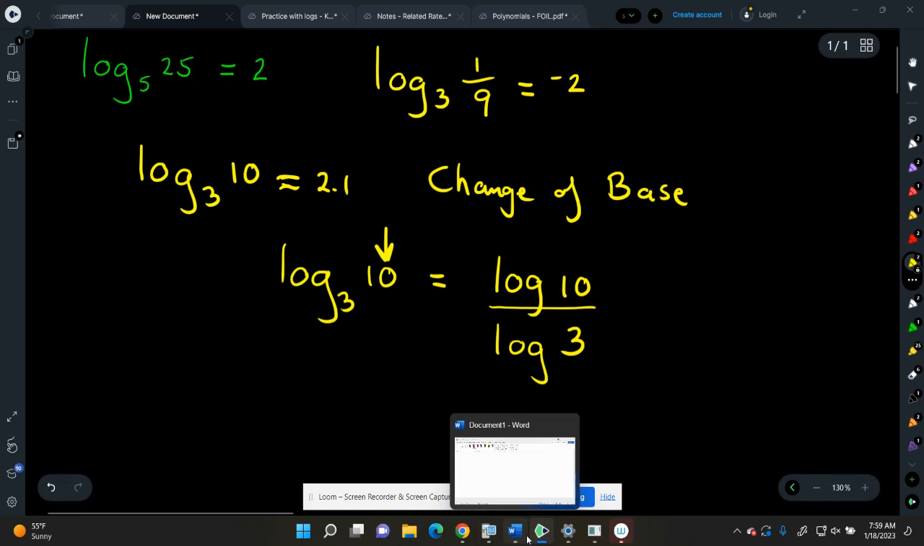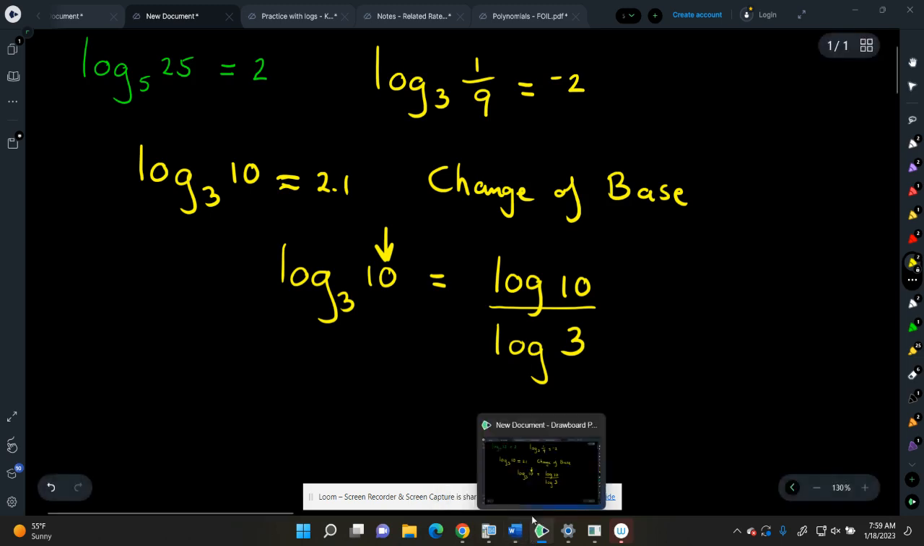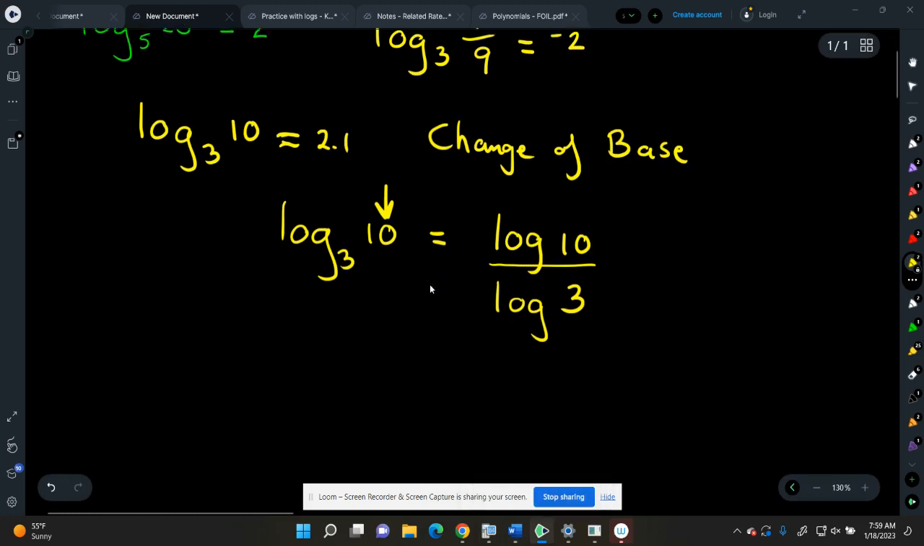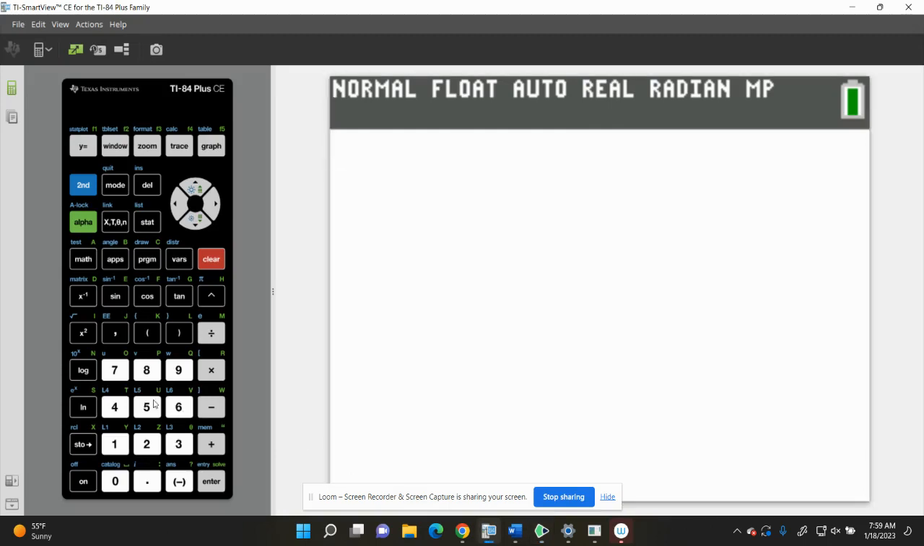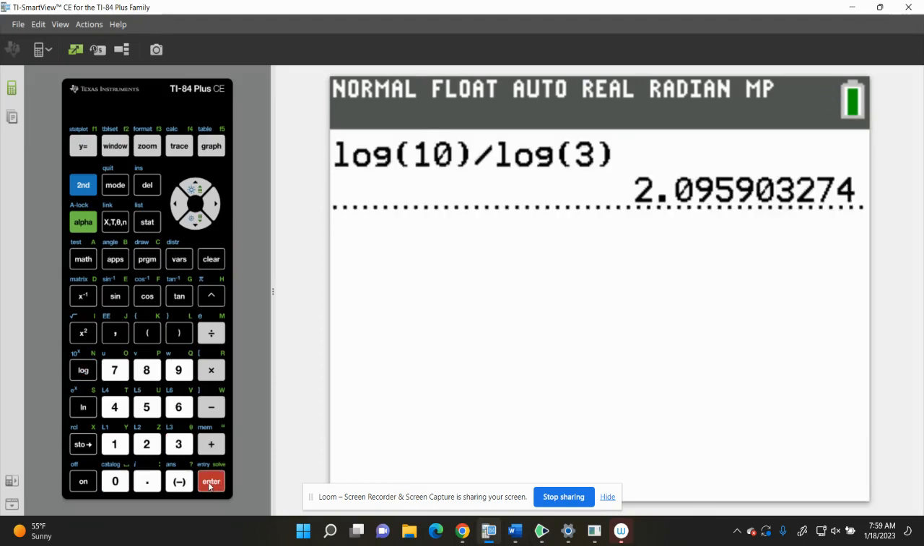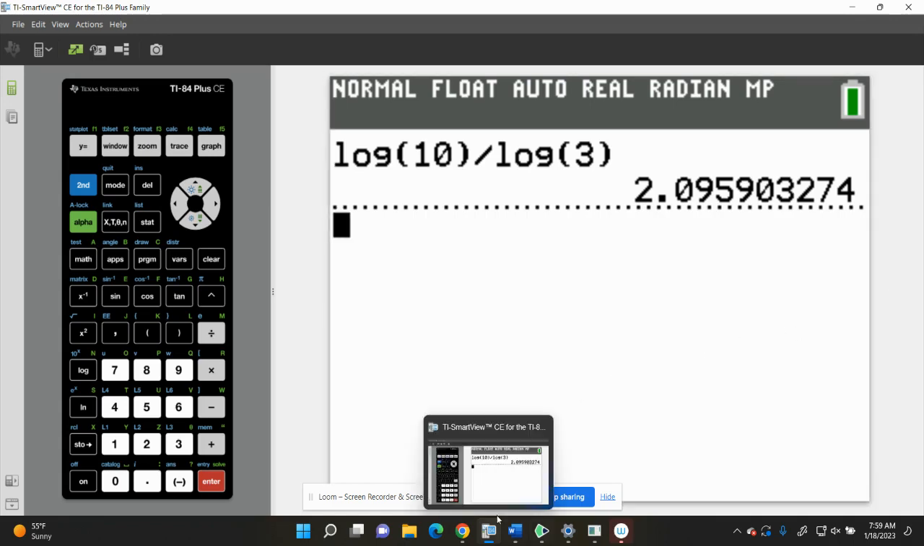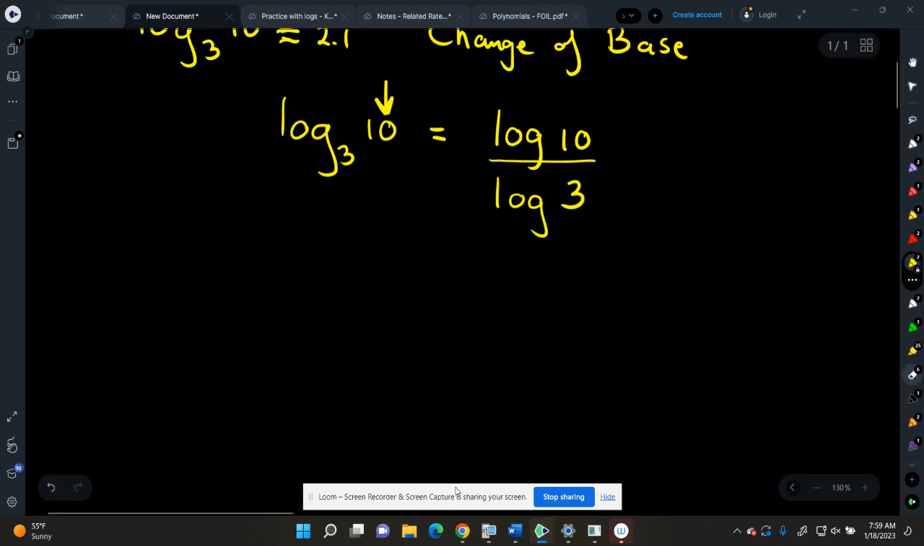I almost always use log base 10 when I do the change of base formula. So for instance, if I put this in my calculator, log 10 divided by log 3, I get 2.09. So we were pretty close with our guess of 2.1, right?